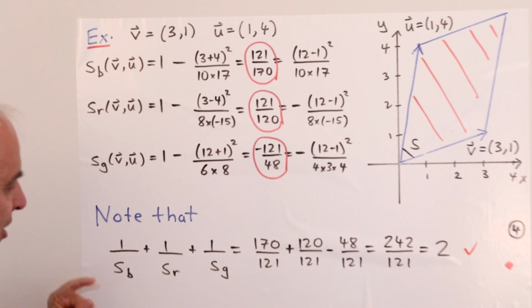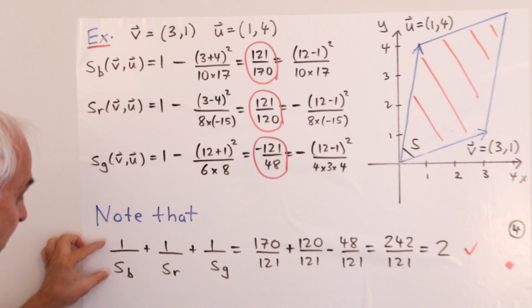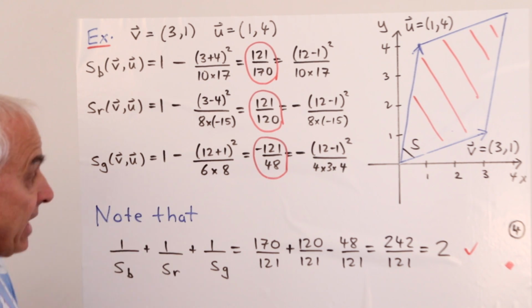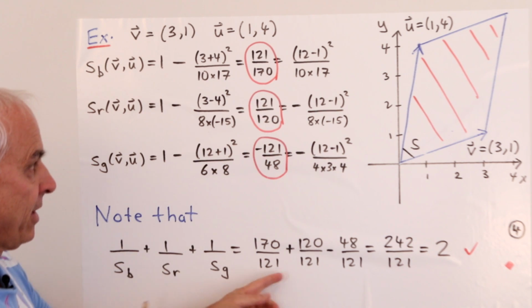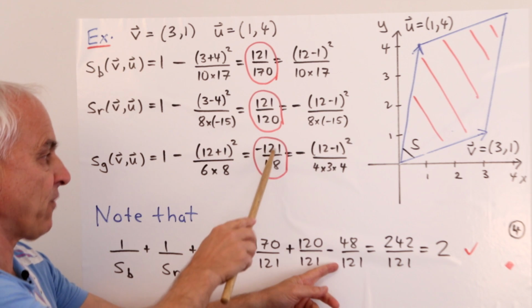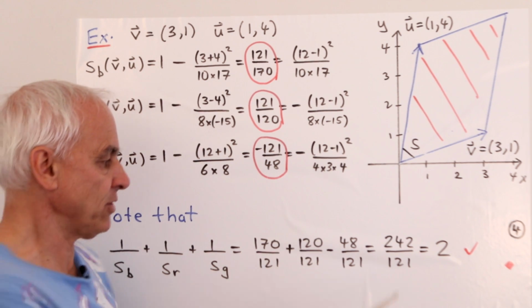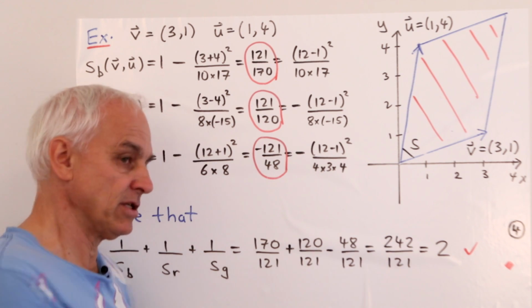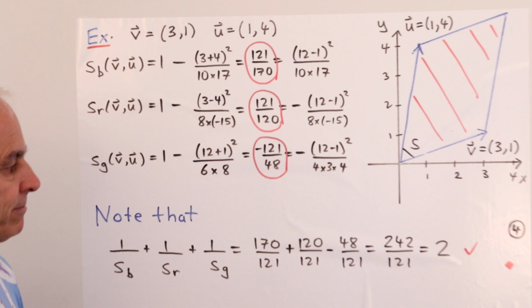And let's check that our basic relation, this colored spreads theorem, is true. If we take the reciprocal of these three numbers and add them all up, we're going to get 170 over 121 plus 120 over 121 plus minus 48 over 121. And when we add them up, we get 242 over 121, which is 2. So everything does work out.